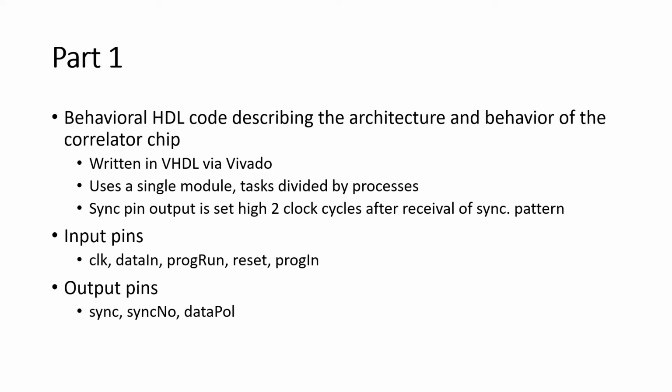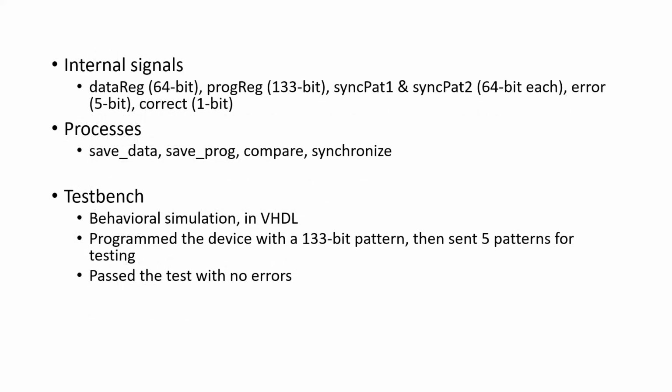The sync pin output is set high 2 clock cycles after receipt of the sync pattern, so I wrote the code accordingly. Below are the input pins and output pins of the correlator, which are declared in the entity part of the VHDL code. The internal signals, which can be considered as registers in the VHDL code, are declared in the architecture part, as well as the processes of saving data, saving the program, comparing, and synchronizing, which adds the delay to the sync pin so that it always arrives after 2 clock cycles.